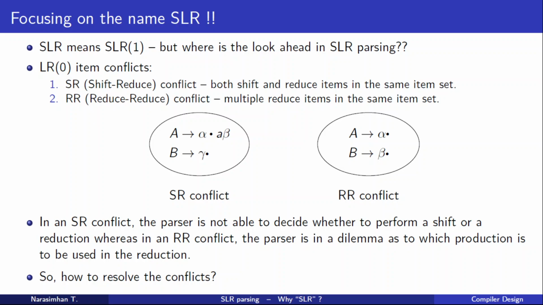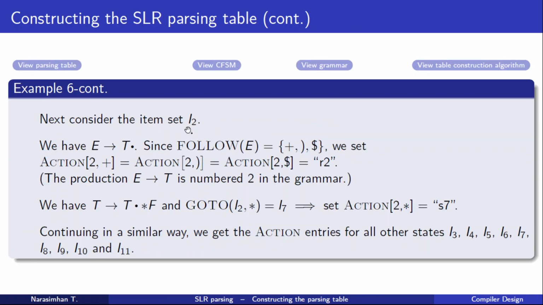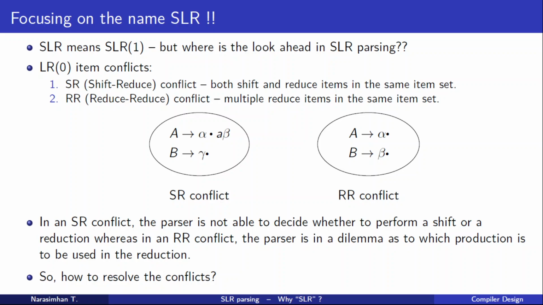Now, unfortunately, the grammar that we have seen now is not an LR0 grammar. Why? Because if you take the item set I2, you have a conflict. This is a reduce item, this is a shift item, so you have an SR conflict. Not only I2, some other states also have one. I am giving just one example. I2 is an example for an SR conflict. So that means the grammar that we are seeing now is not an LR0 grammar, but we saw that the grammar is SLR1. So how did the SLR technique resolve the conflicts?